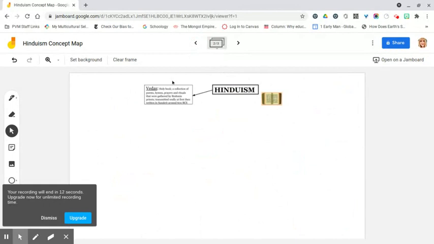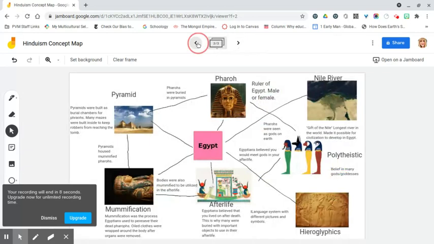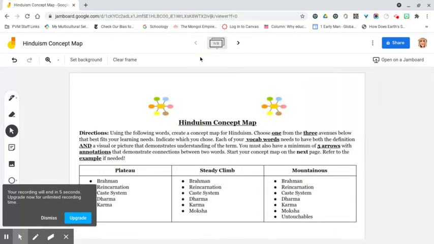So you're going to work on this class period. Don't forget that this is where you're going to be completing the concept map. Always refer to my example and ask questions if needed.